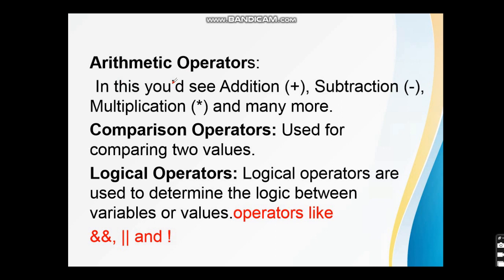In this, you would see addition, subtraction, multiplication and many more. Next, comparison operators used for comparing two values. Logical operators are used to determine the logic between variables or values. The operators we can take for logical are logical and, logical or, and not operator. So these are what are called logical operators. Okay? It is used to determine the logic between variables or the values.